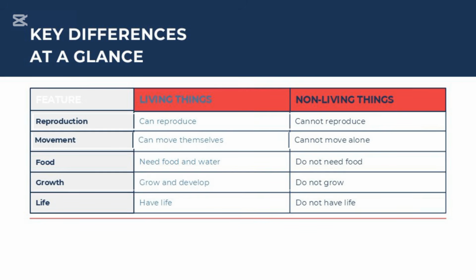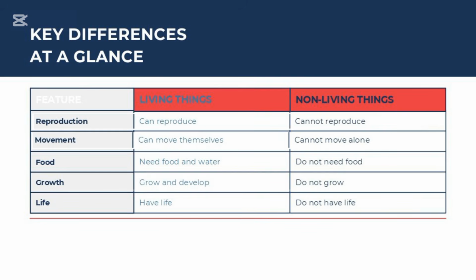Another important point is movement. Non-living things cannot move on their own, whereas living organisms can move themselves, which helps them find food, escape predators, or explore their environment. This ability to move independently is a crucial feature of life.